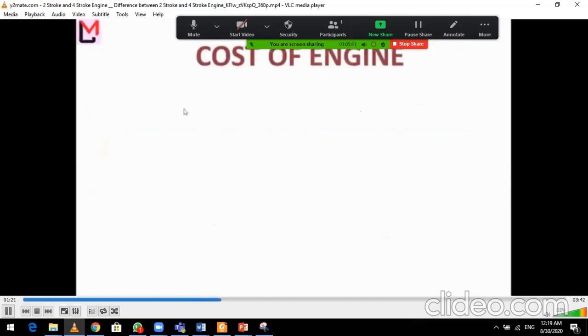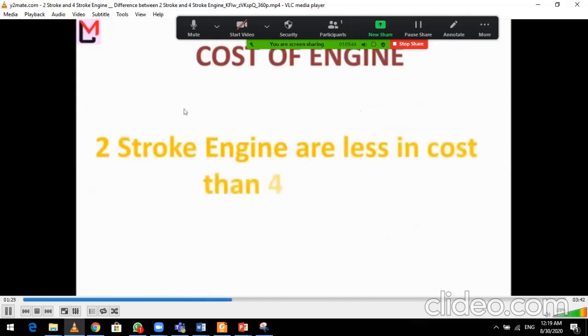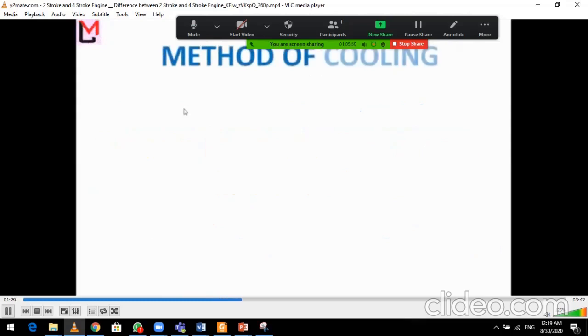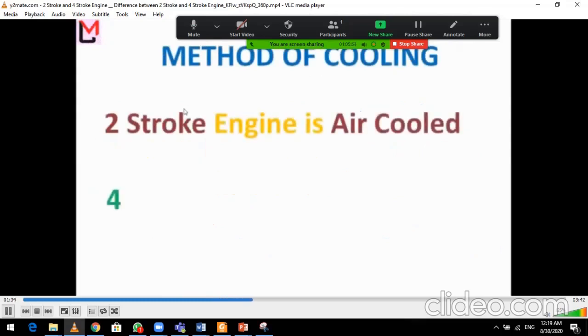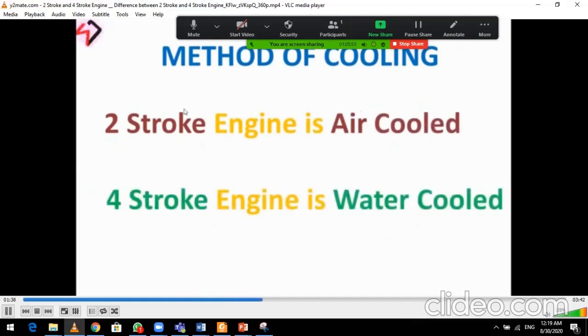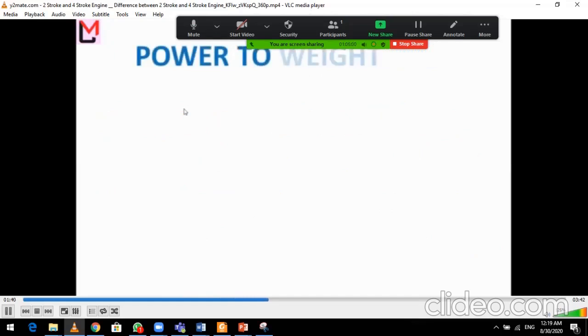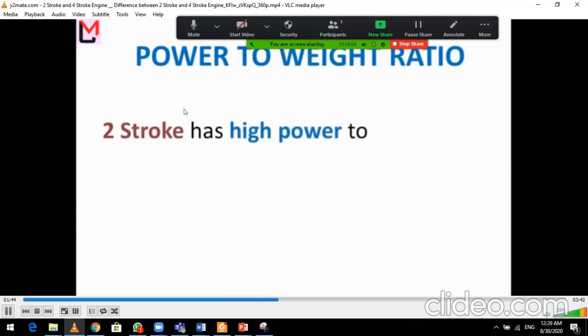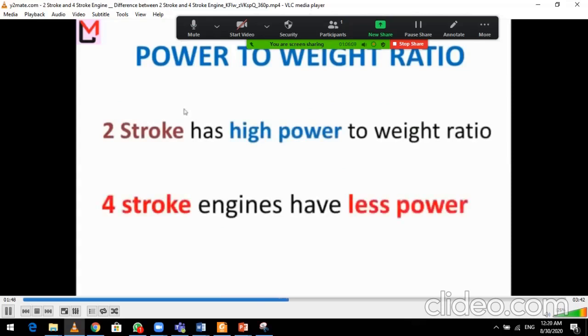Cost of engine. Two-stroke engine are less in cost than four-stroke. Method of cooling. Two-stroke engine is air-cooled. Four-stroke engine is water-cooled. Power-to-weight ratio. Two-stroke has high power-to-weight ratio. Four-stroke engines have less power-to-weight ratio.